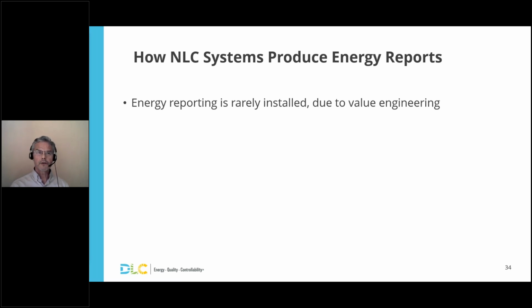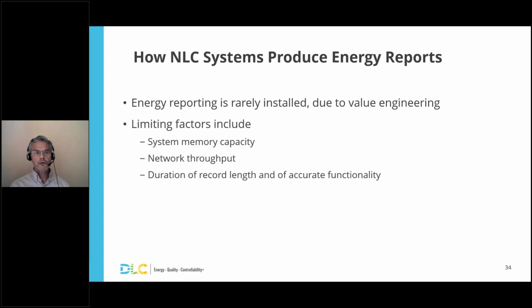A goal of the working group was to define the minimum viable capability that will serve the primary needs of incentive programs without adding undue cost to NLC projects, so that energy reports will be available more easily from more projects. With that in mind, the DLC requirements need to demand as little as feasible from system memory, network throughput, and the longevity of the accurate metering functionality.